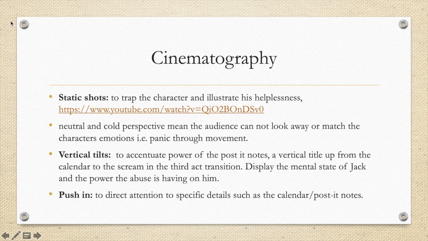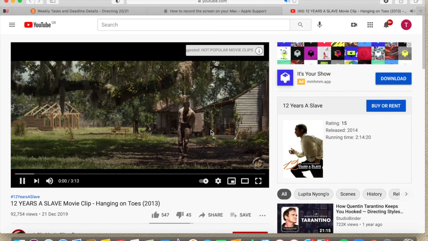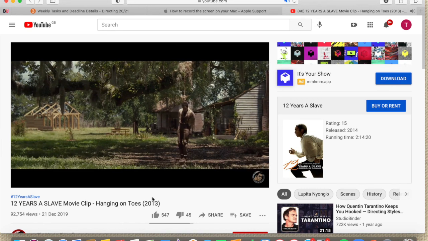Static shots, so we're going to be using a lot of static shots to trap the character and to illustrate his helplessness, as perfectly used by Steve McQueen in 12 Years a Slave. So as we can see here in Solomon's lynching, the reason I want to use these shots within this film, not only for the practicality of myself doing the principal cinematography, but also because static shots trap characters. They trap characters in the story.